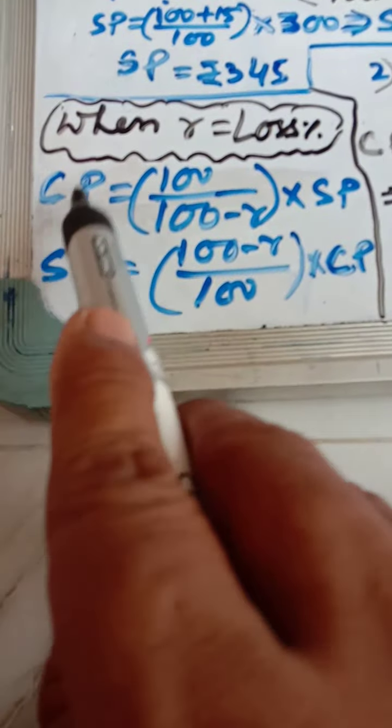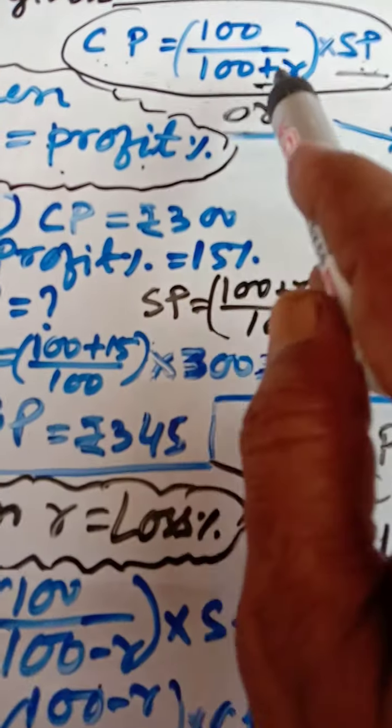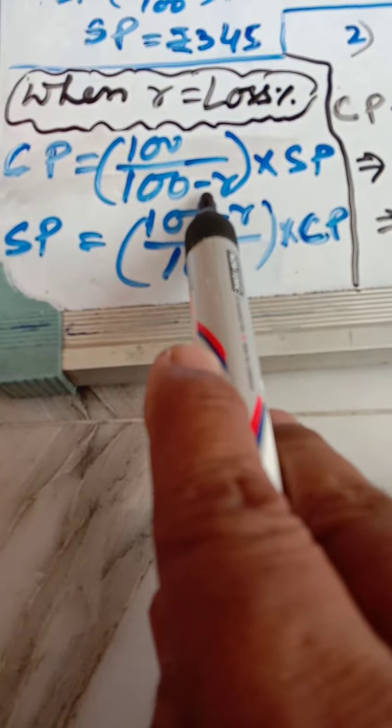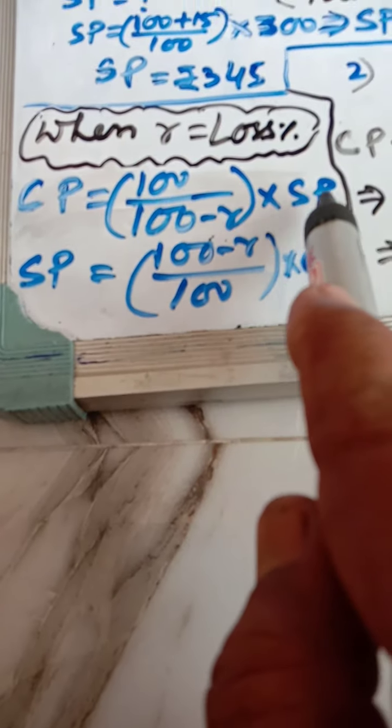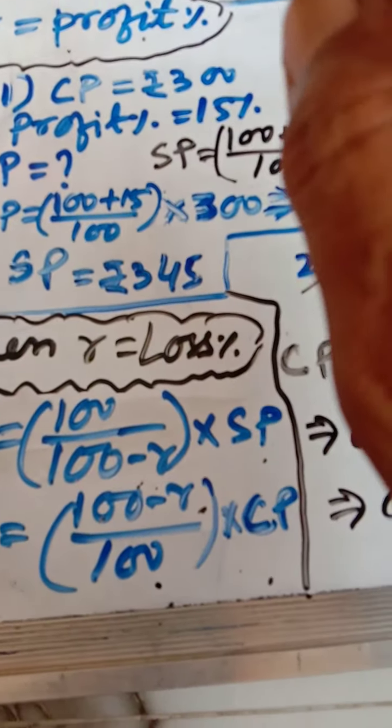When R is the loss percent, the plus will become minus. CP will be 100 by 100 minus R into SP. And SP will be 100 minus R by 100 into CP, reversed from that. Okay. So, four formulas you need to know.